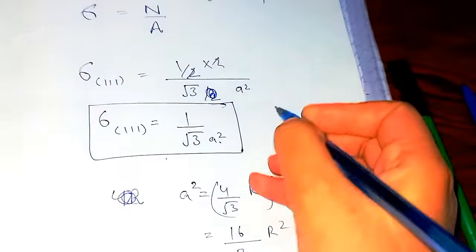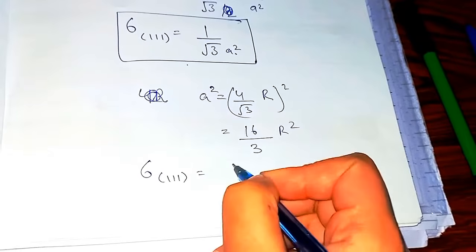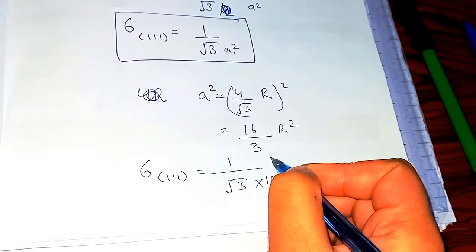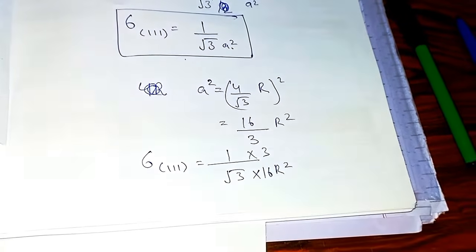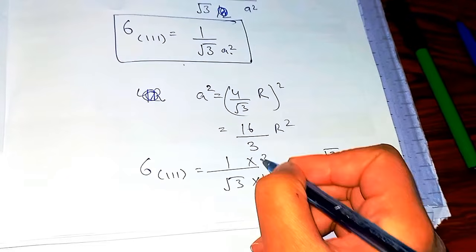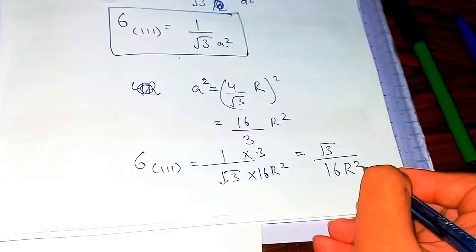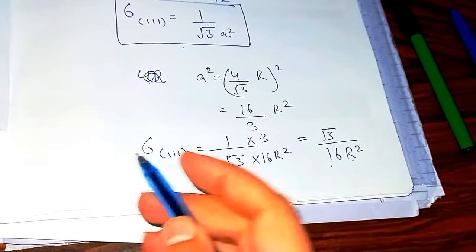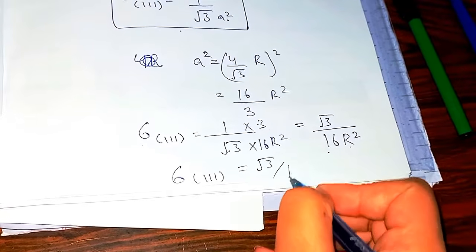We can put the value right here to get the expression of planar density in terms of atomic radius. So it's root 3, 3 by root 3 is actually root 3. You can do this on a calculator. And root 3 by 16 r square. This is the planar density in terms of atomic radius.